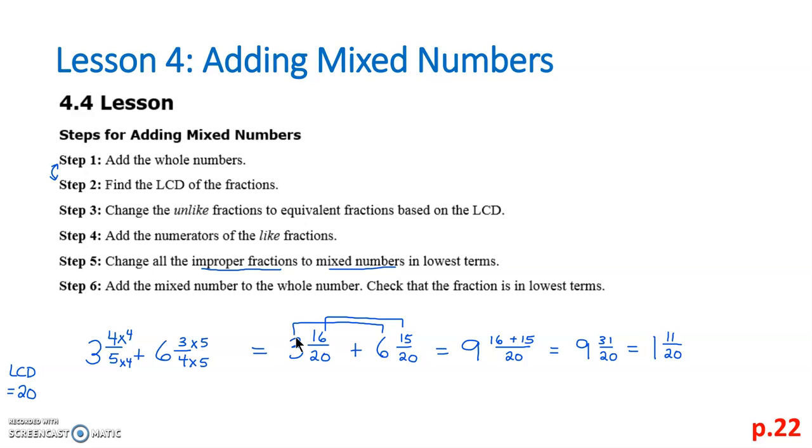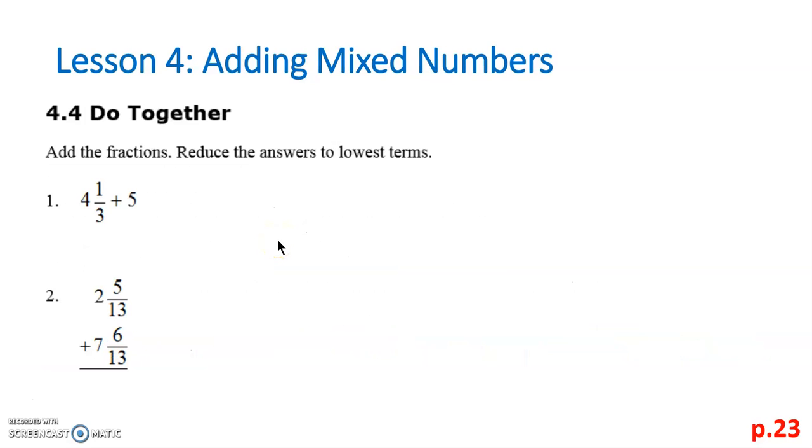I'm going to add the whole number that I got earlier, the 9, with the mixed number. So I'm going to add the 9 plus the 1. So that 1 11/20 gets added onto 9, so that will give me 10 11/20. I double check that my fraction is in lowest terms, and it is, so my final answer is 10 11/20. So let's do a few of these together.